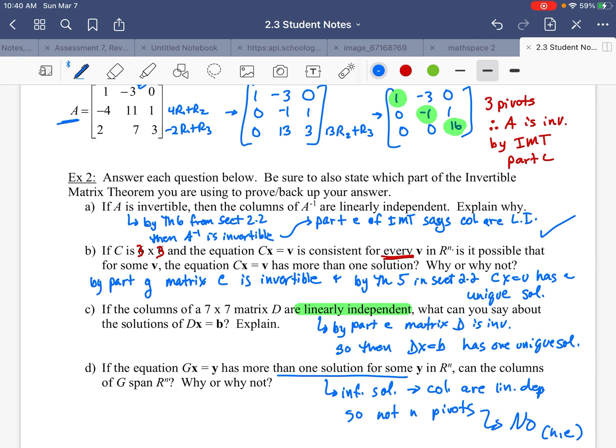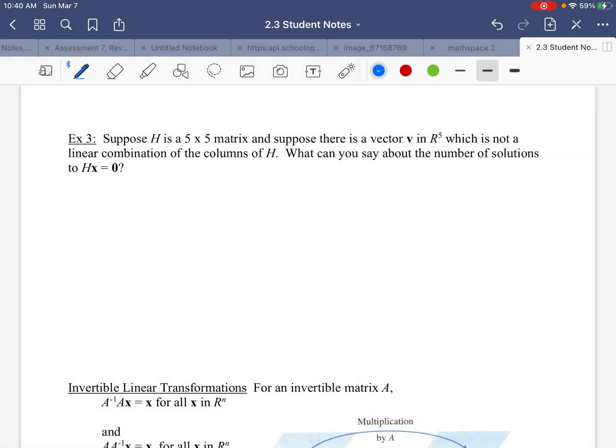All right, so let's go into this last piece right here. Suppose you have a 5 by 5 matrix, and suppose that there is a vector V in R5, which is not a linear combination of the columns of H. So let's make up a little matrix here, 5 by 5, kind of large: 1, 2, 3, 4, 5, 1, 2, 3, 4, 5. I just like to do this to visually give myself an idea of what's going on. So what can you say about the number of solutions of Hx equals 0?